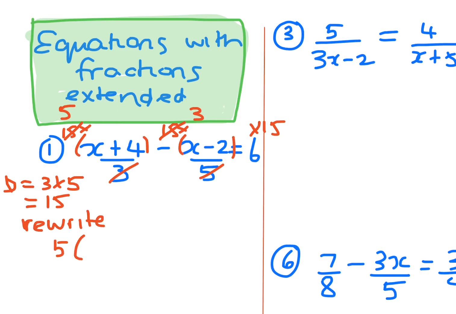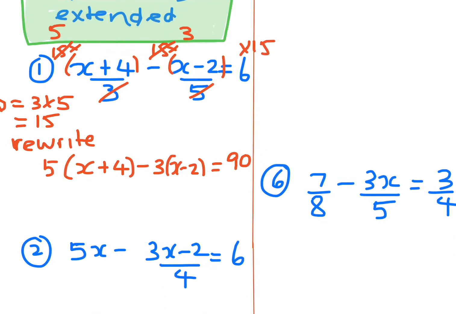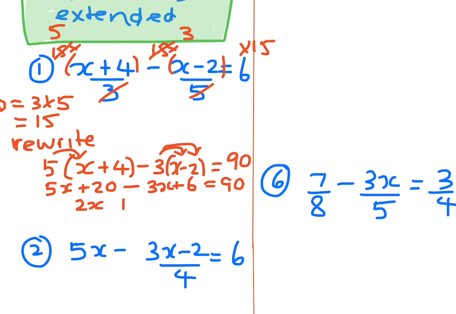So if you rewrite the equation, you have 5, then you have x plus 4, don't expand it yet, 3, x minus 2, 6 15s will be 90. And then you just have to go ahead and then solve that equation. So that'll be 5x plus 20 minus 3x plus 6 equals 90. 5x minus 3x is 2x. 20 plus 6 is 26. 2x plus 26 equals 90. And then we're going to get rid of the 26, so do the opposite sign.